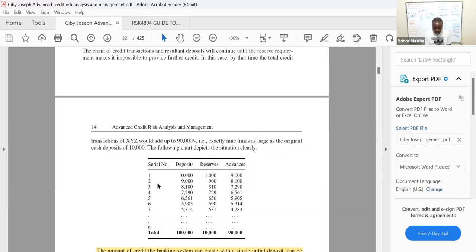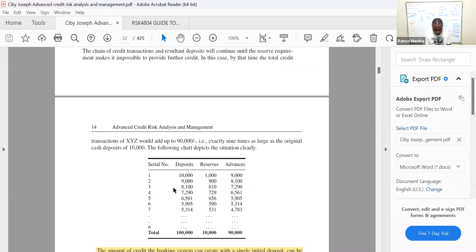Then the supplier of the furniture receives the 9,000 and deposits it in the bank. The bank has a reserve requirement of 10%, which is going to be 900 of this 9,000, which means the other 8,100 the bank is able to give out again as a loan to a customer. This customer goes on to buy, let's say, a fridge. They pay the supplier of the fridge, and the supplier goes back to the bank and deposits the 8,100.